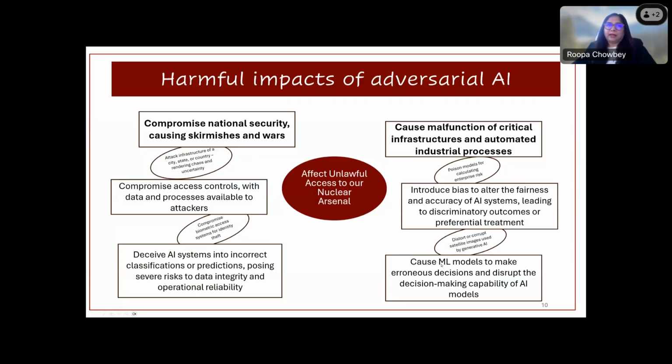Or by introducing bias, or injecting disruptive inputs to machine learning models, attackers can corrupt existing foundations, causing malfunction of critical infrastructure or industrial processes. The most critical impact, obviously, could be that the attackers gain unlawful access to a country's nuclear arsenal. All of these may seem like fear-mongering, but on a more practical note, there are some adversarial use cases that have a pretty reasonable likelihood of occurrence, and I'll invite Ash to share some of those.